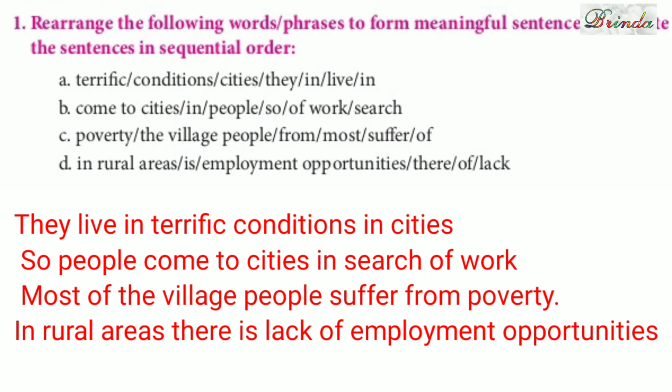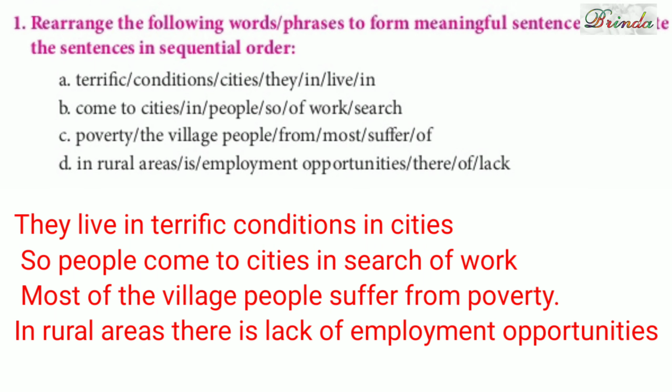First one, if you see: terrific, conditions, cities, they, in, live in. When we write correctly, they live in terrific conditions in cities. Second one: come to, cities, in, people, so, of, work, search. So people come to cities in search of work. See, poverty, the village people, from, most, suffer, of. So if you write in order, most of the village people suffer from poverty. Okay, last one: in rural areas is employment, opportunities, there, of, lack. So when you write in order, in rural areas there is lack of employment opportunities.